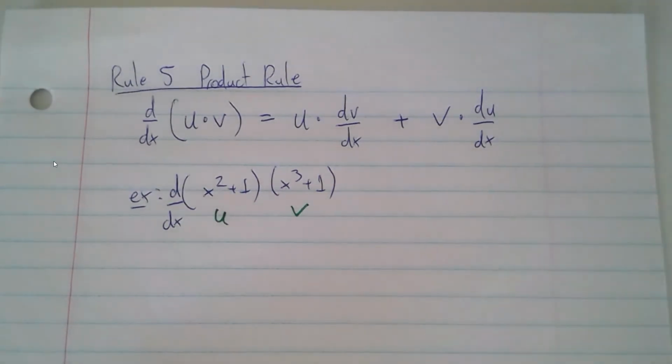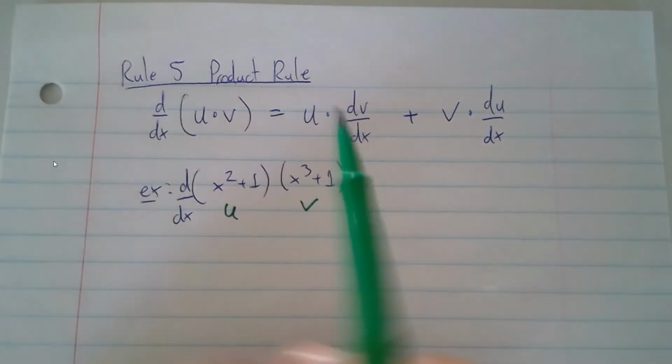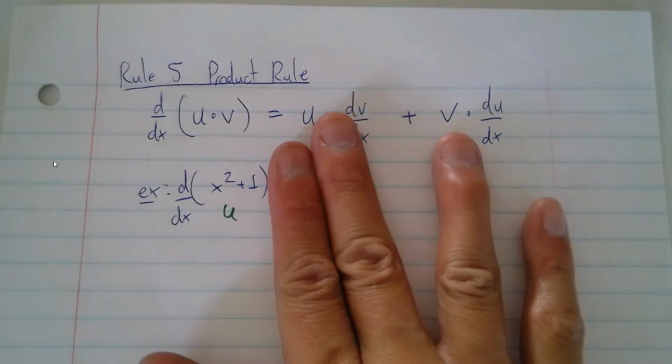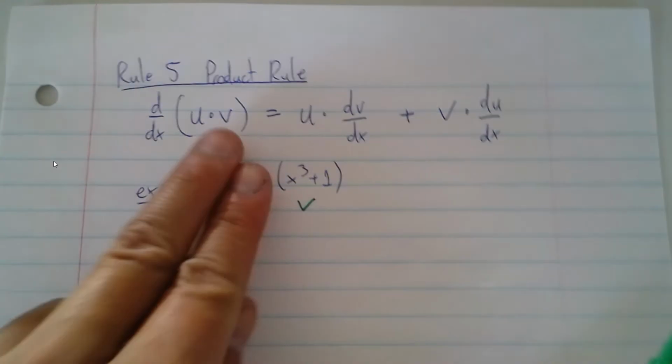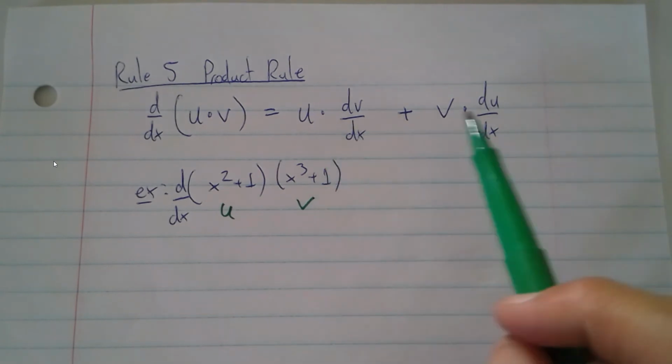Yeah, so because these are 2 things being multiplied to each other, could you take the derivative of u alone? If it was just u, x squared plus 1, could you take that derivative? Yeah, that's not too bad. It's only when you multiply these two things that make things really confusing. So you have to take this rule.